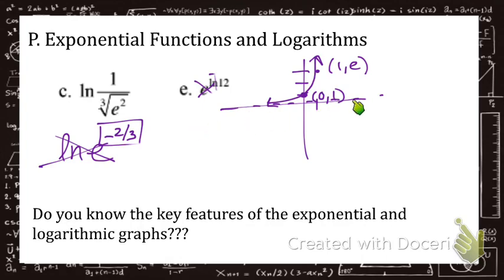I need you to know those three things: there's an asymptote at y equals 0, it goes through the point 0, 1, and it goes through the point 1, e. So this is y equals e to the x.